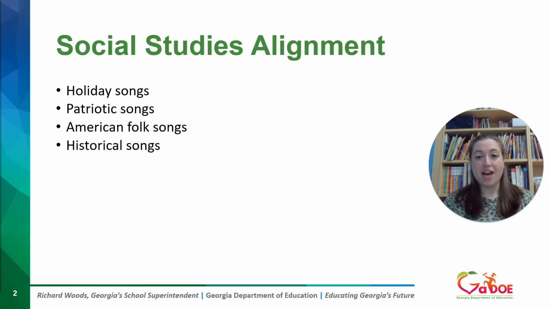Another way to do that is to bring in historical songs. So maybe there are songs from different points in history that are not necessarily folk songs, but that speak to a specific event going on in history. I have a lot of songs about the Revolutionary War specifically that I do with my fourth graders at the beginning of the year when they're learning about that, and they align nicely with my rhythm unit that I'm teaching at the beginning of the year.